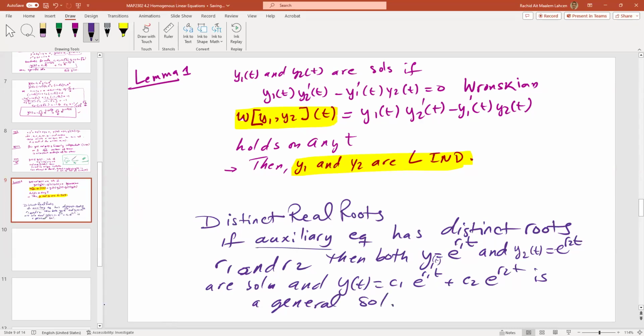All right, so the auxiliary equation is the one we use the R's. It comes from the homogeneous equation. So if that has two distinct roots, R1 and R2, then you can go ahead and mention that these two are solutions, and the linear combination forms the general solution. All right, so I think this is the important part here.